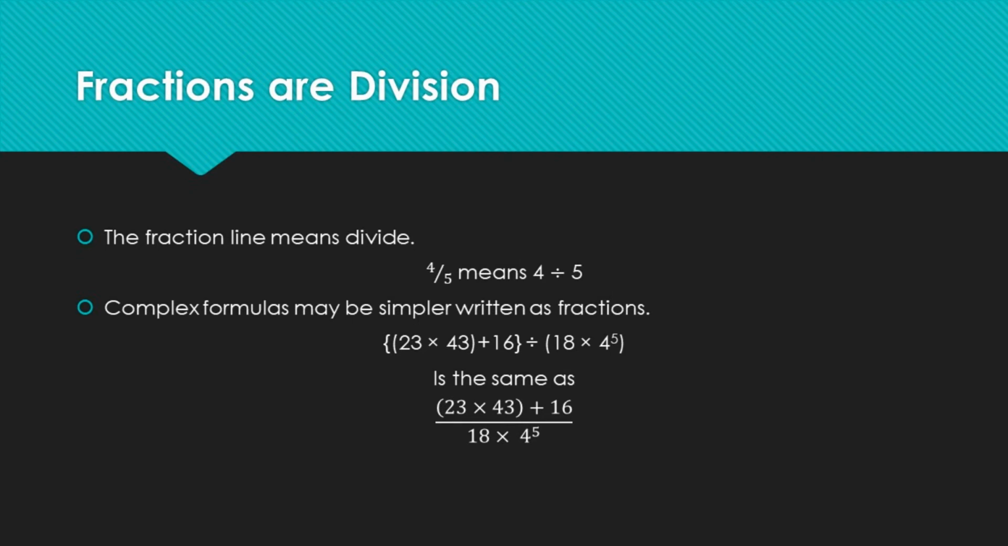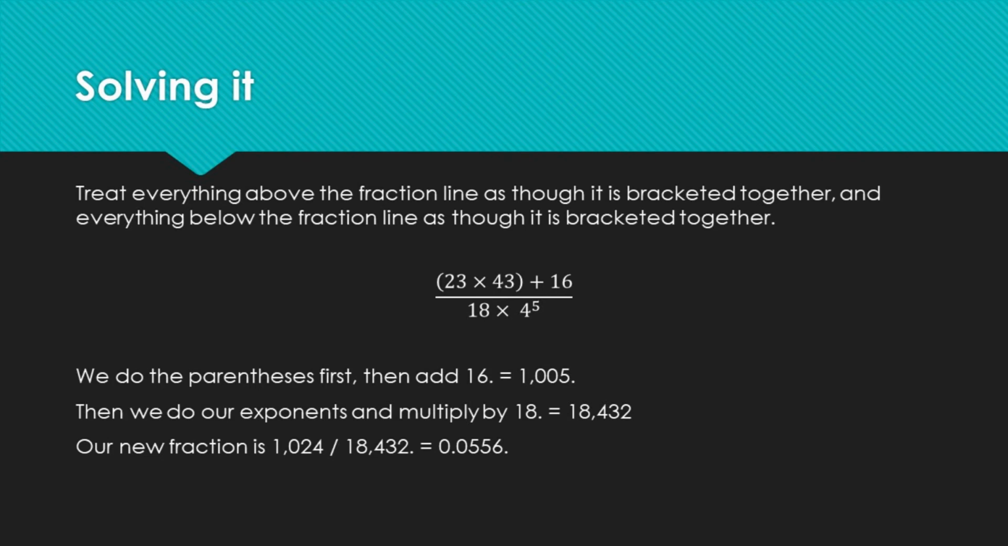Consider this rather nasty-looking formula. Open braces, open parentheses, 23 times 43, close parentheses, plus 16, close braces, divided by, open parentheses, 18 times 4 raised to the 5th power, close parentheses. That formula can be rewritten as a fraction. It is the same as open parentheses, 23 times 43, close parentheses, plus 16, all over 18 times 4 raised to the 5th power. To solve this, treat everything above the fraction line as though it is bracketed together, and treat everything below the fraction line as though it is bracketed together.